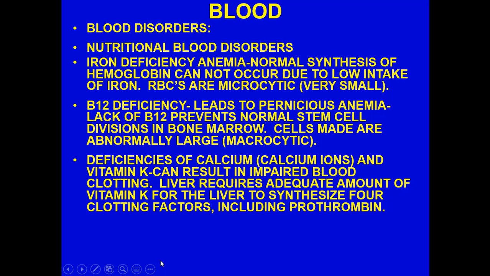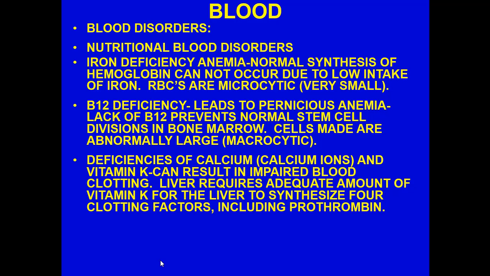Let's start off with blood disorders, nutritional blood disorders. Iron deficiency anemia. This is very, very common. Normal synthesis of hemoglobin cannot occur due to low intake of iron. The red blood cells appear microcytic. They're very, very small.